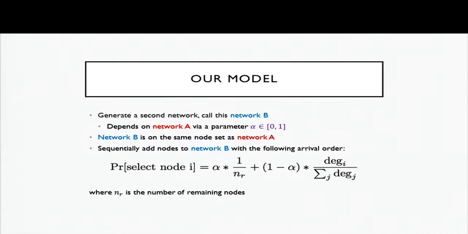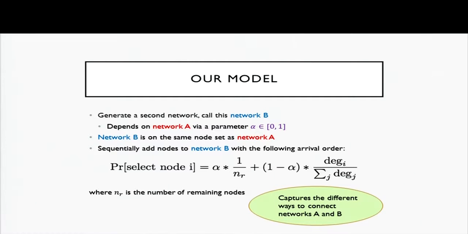And I'm essentially just using the alpha parameter here to interpolate between these two distributions. So you can think of this as mixing together uniformly picking and picking with respect to a certain degree. The reason why we do this in a different order is that it captures the different ways that we can connect the networks together.